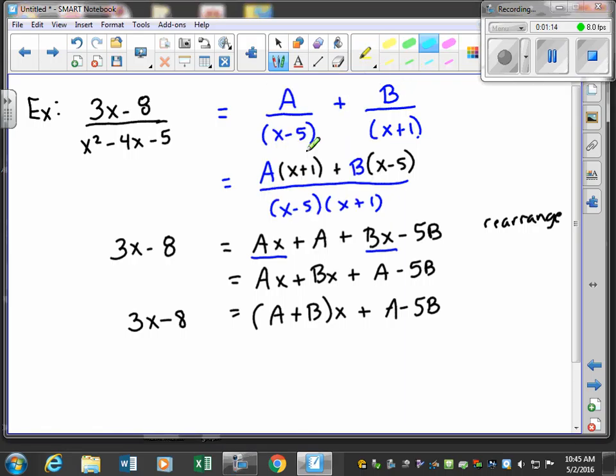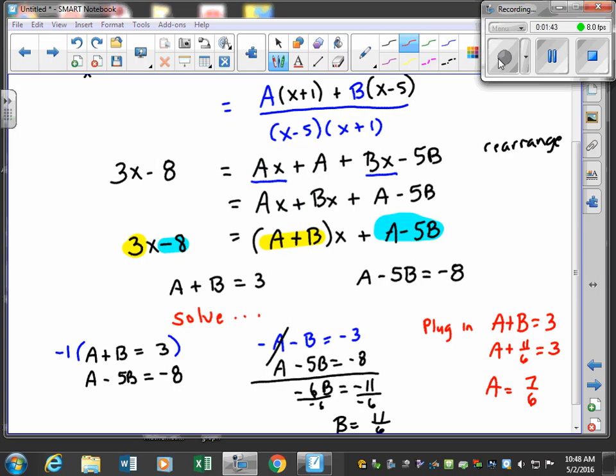Okay, now the next thing you want to do is, let me see if I can highlight. So basically you're going to have your A plus B, that's the term that's in front of the x, and then we will have the -8 set equal to that. So okay, we'll have this A plus B is equal to 3 right here, and the other one is A minus 5A is equal to -8.